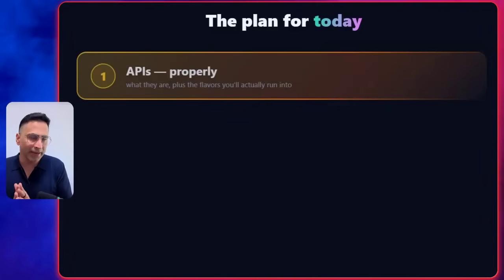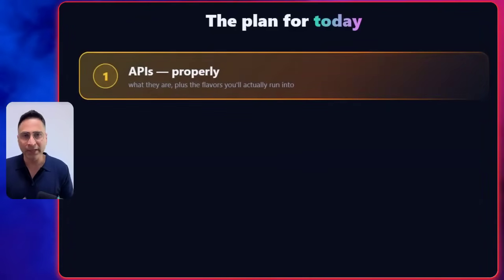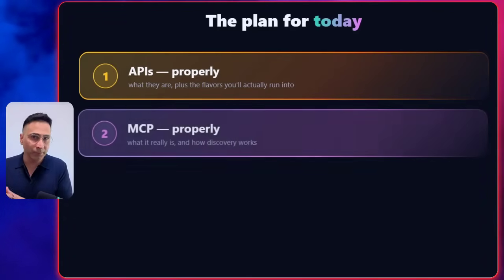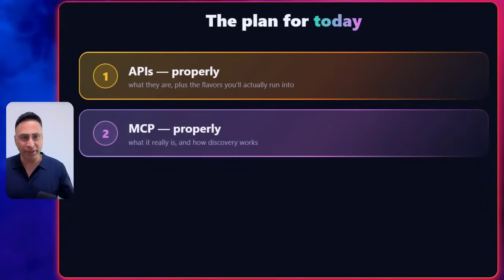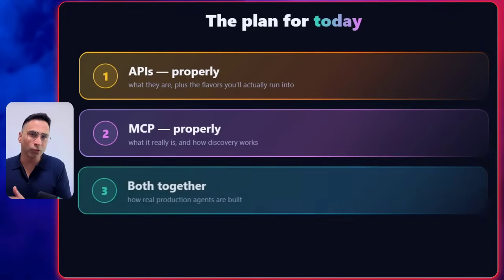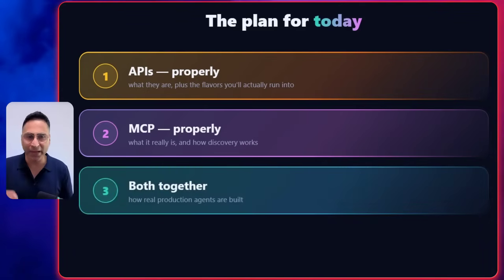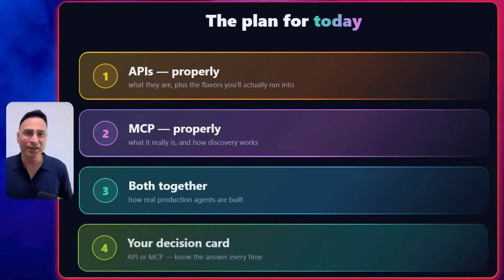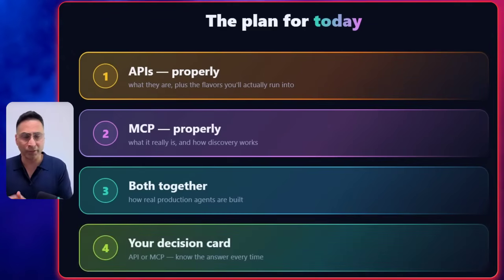All right, so here's the plan for today. First, you will understand what an API actually is, properly, plus the few types you will run into out there. Then MCP, the same way: I'll explain what it really is and how it works. And finally, you will see how you can use both of them together. And at the end, what you will get is a decision card or decision tree that you can always go to whenever you're making the decision of when to use API versus MCP.